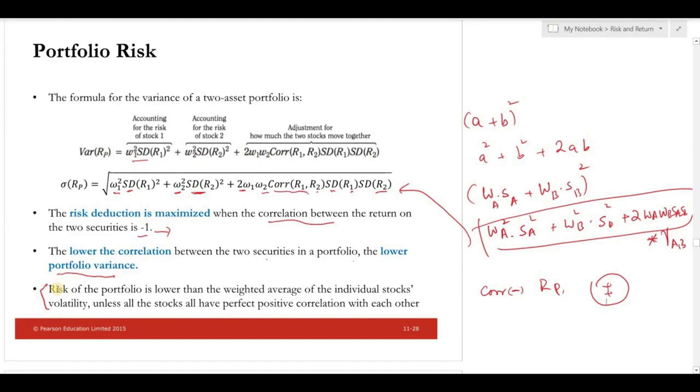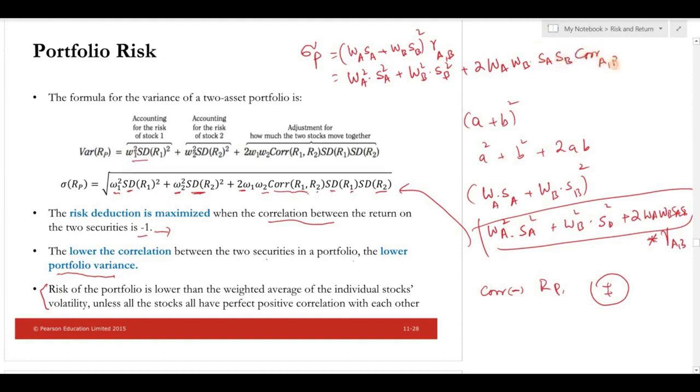So finally, if I ask you what the portfolio risk is, you need to say what the formula is. The risk of the portfolio is equal to weight of A standard deviation of A plus weight of B standard deviation of B, square, with correlation of A and B. If I open this: weight of A square standard deviation of A square plus weight of B square standard deviation of B square plus 2 weight of A, weight of B, standard deviation of A, standard deviation of B, and correlation of A and B.